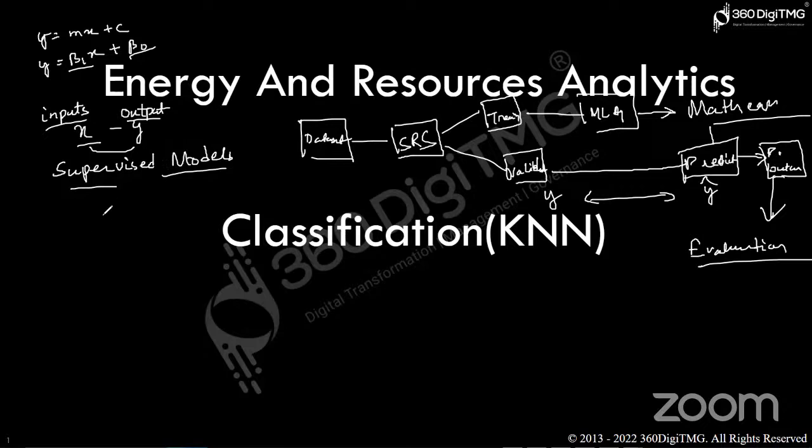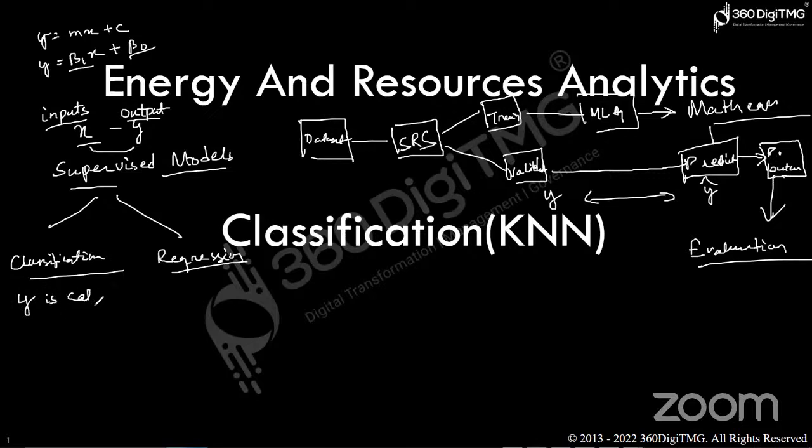So now supervised models are again divided into two types. One is classification, another is regression. Classification is when the known y is a category, it has classes. And regression is when y is a continuous value.